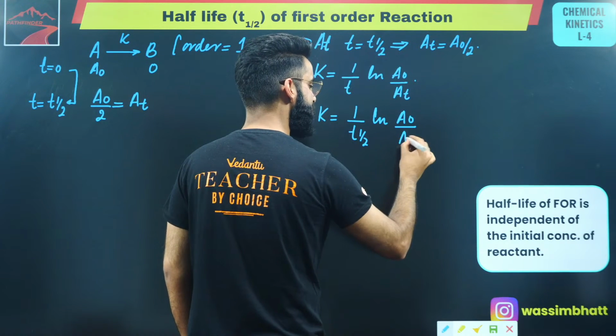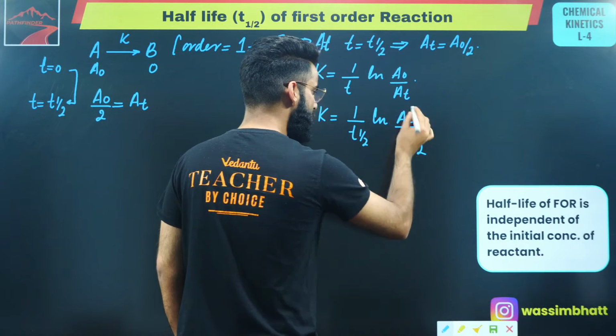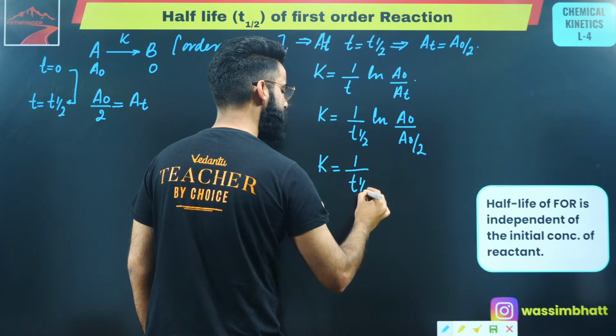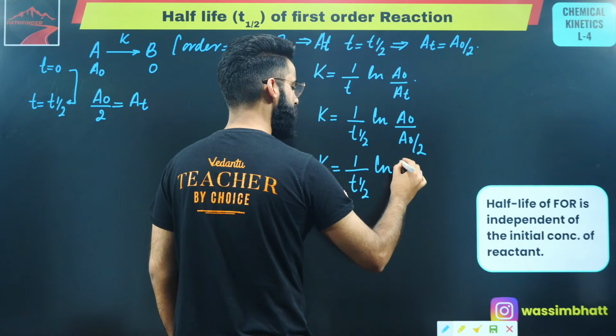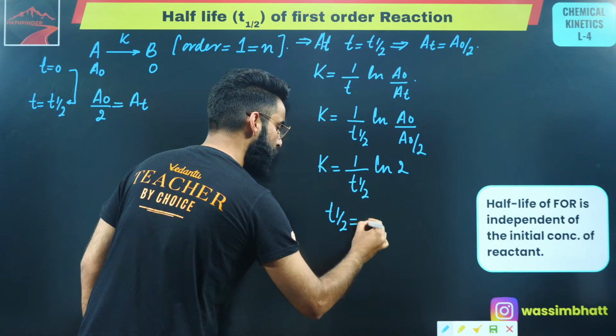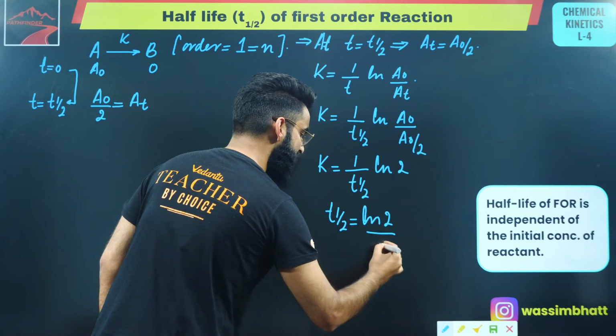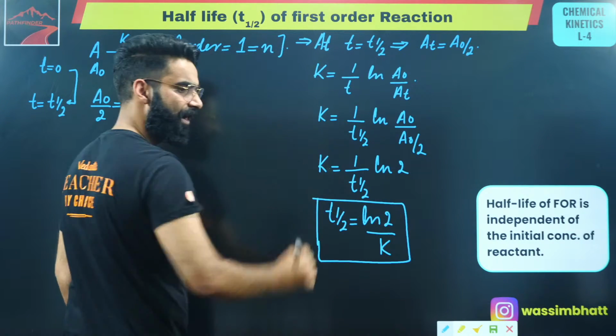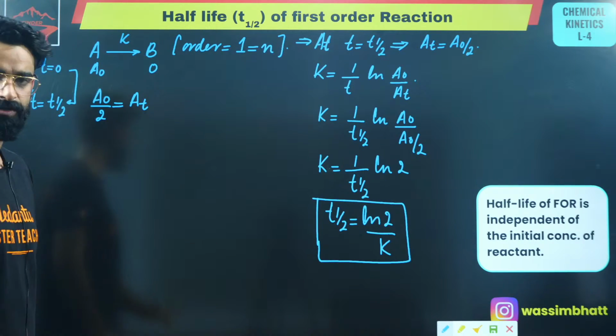Instead of AT, I'll be writing A0 divided by 2. A0 gets cancelled out. So you get K is equal to 1 divided by T half, or 1 divided by T half is going to be ln of 2. Or you get T half is equal to ln of 2 divided by K. This is the expression for the half-life of the first order reaction.